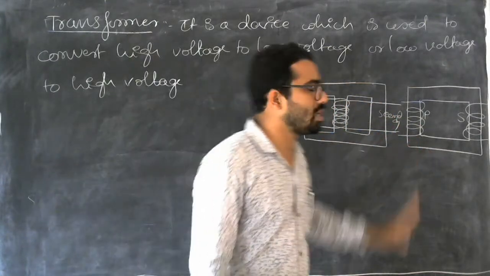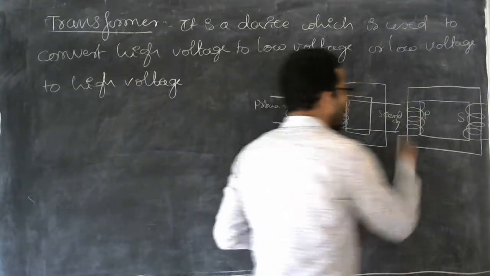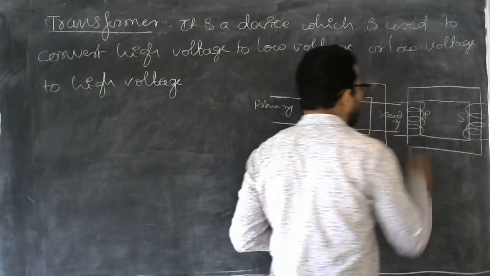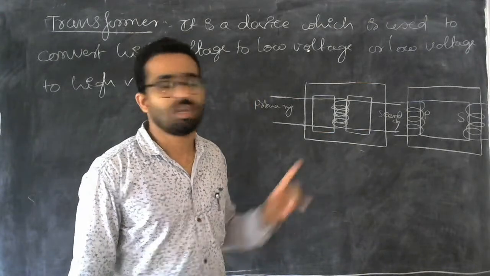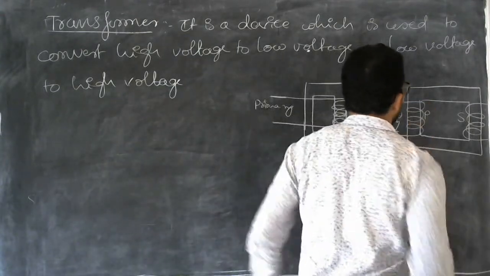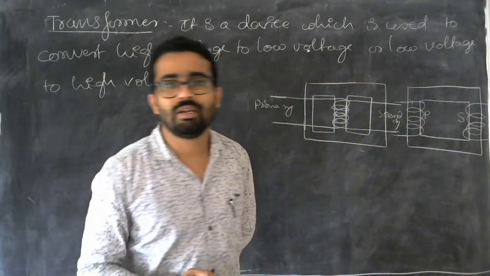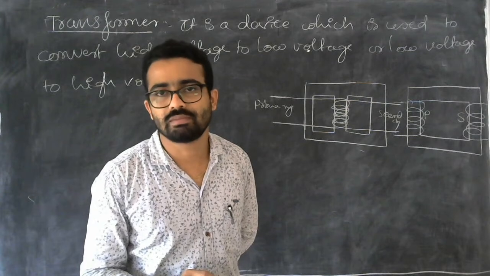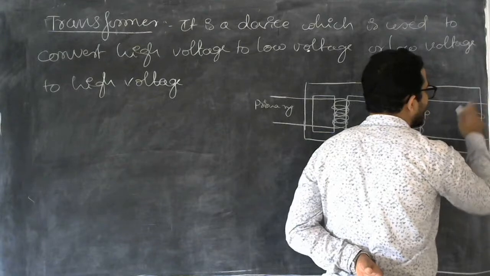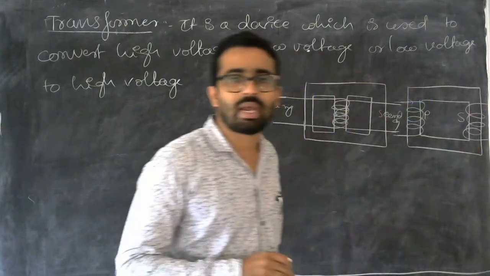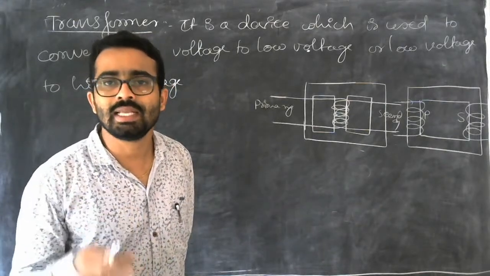This transformer works on the principle of mutual induction. How? This is a primary coil. AC current is passed through the primary coil. As the AC current passes, it will induce a magnetic field. That magnetic field will be linked with the secondary coil. The change in magnetic flux linked with the other coil will induce a current in the secondary coil.